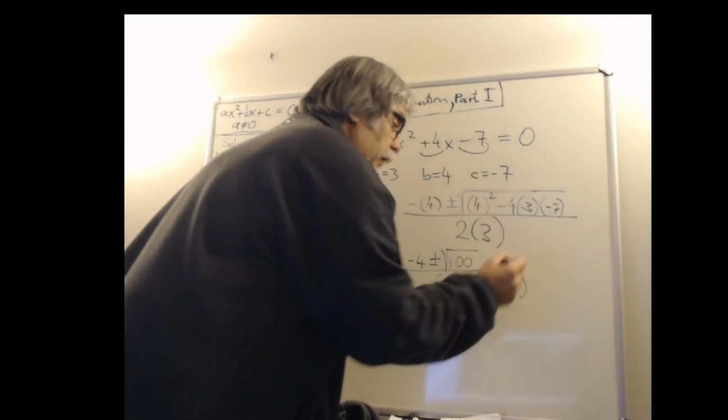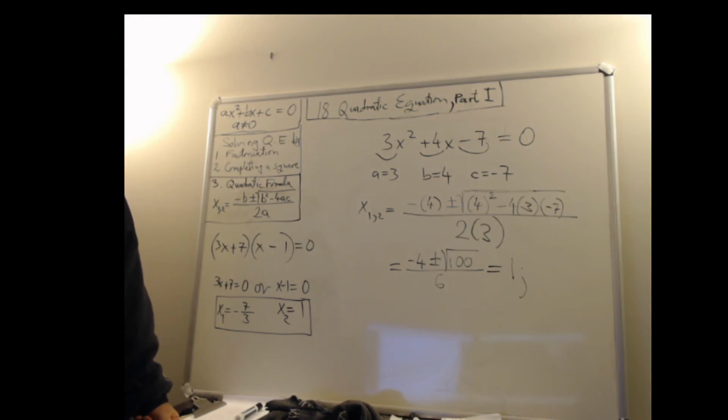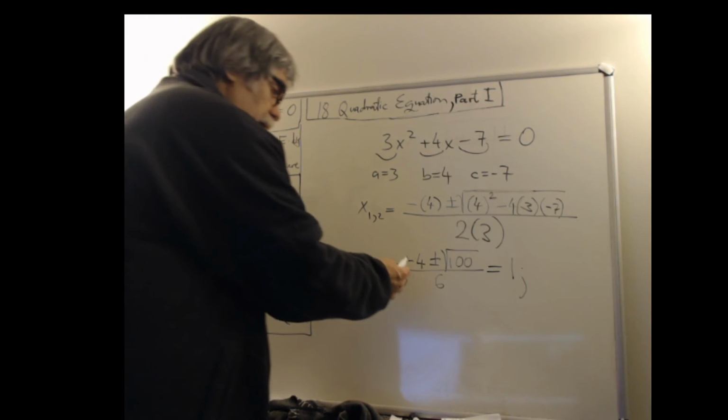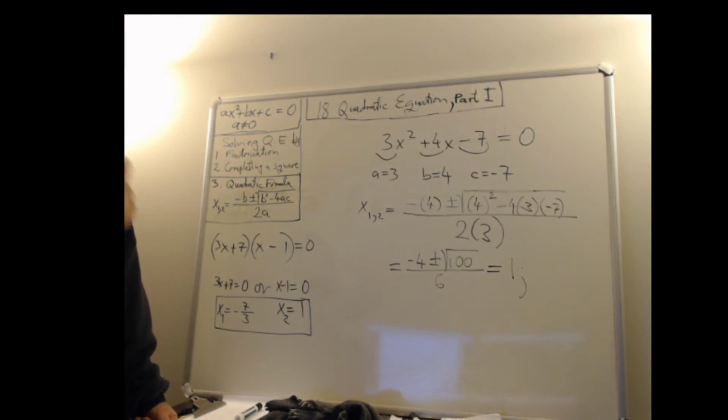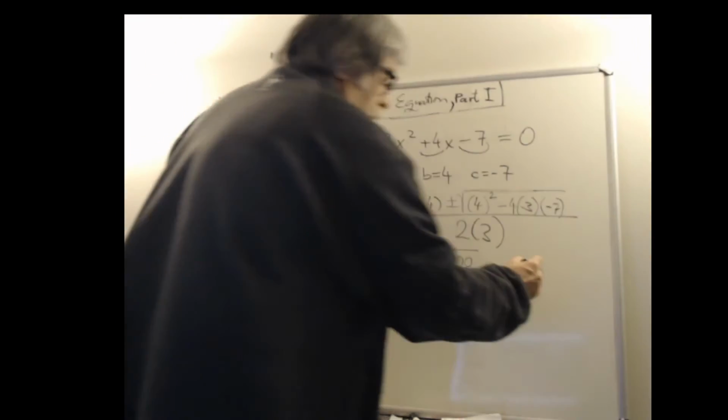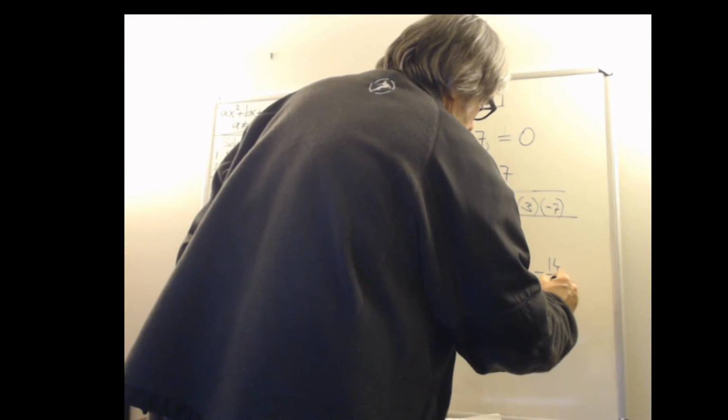Maybe we want to put it like that so nobody thinks you have some thousands there. Anyway, the second solution, for minus. So you get negative 4 minus 10, which is negative 14, divided by 6.